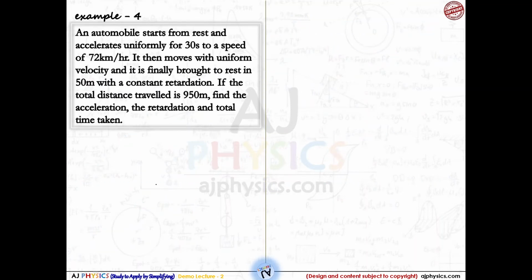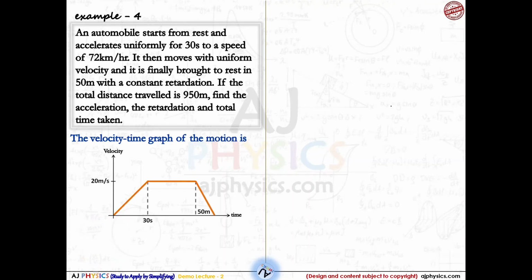Okay, now these basic equations of motion can also be used in the graphical form. And in this lecture, I'll introduce you to the graphical form of the question. Let's try to understand this first. So this is an automobile which is starting and accelerating for 30 seconds. Then it's moving with the uniform speed, like the uniform velocity, and finally brought to rest. So if you make the graph for this question, it will actually become very easy.